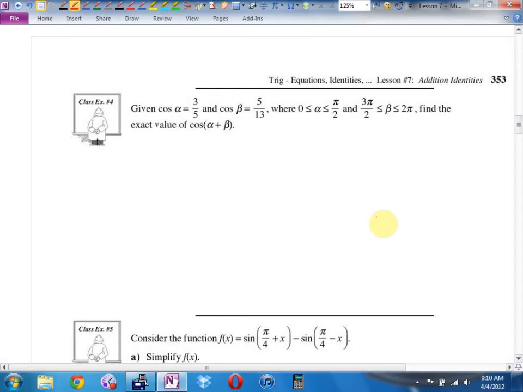Thank you for the whole punchline. What does it want me to find? The exact value of what? Hey, what is cos alpha plus beta from my formula sheet? Are you telling me you memorized it? Good for you. She's right.